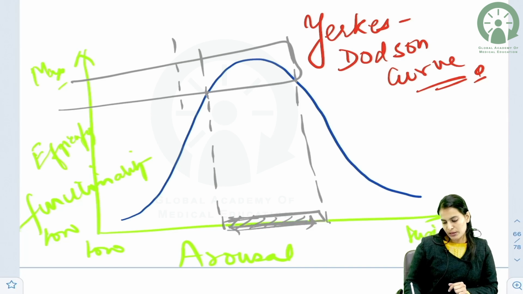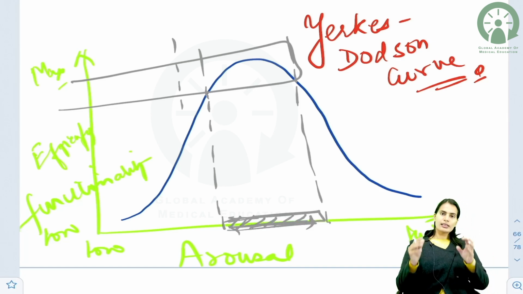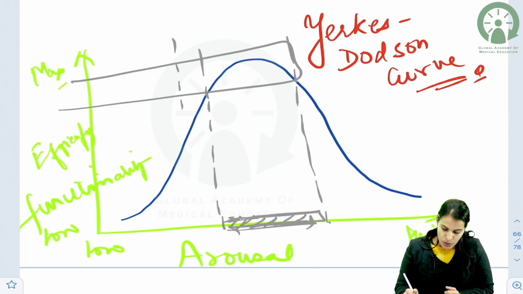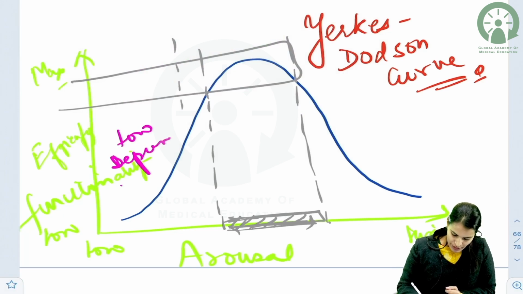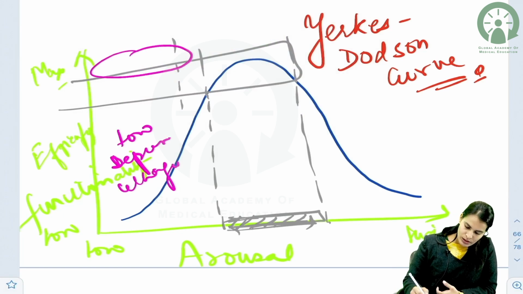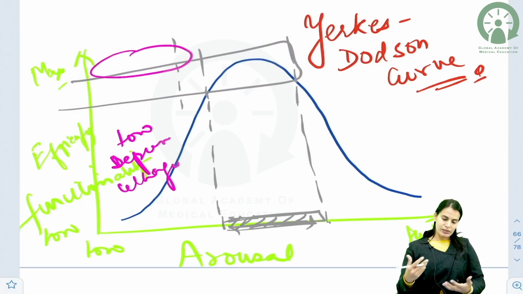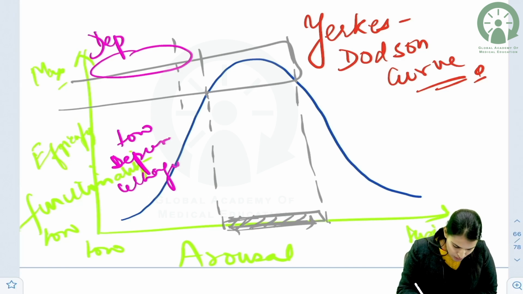What happens below this state is that the person would be feeling low, depressed and lethargic. So if under-arousal is there, it is kind of a depressive state that is seen. This is your under-arousal.